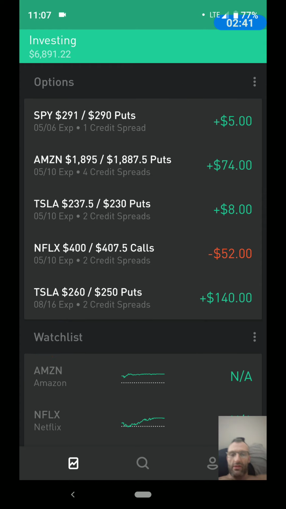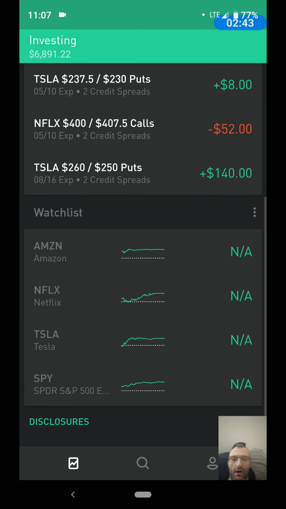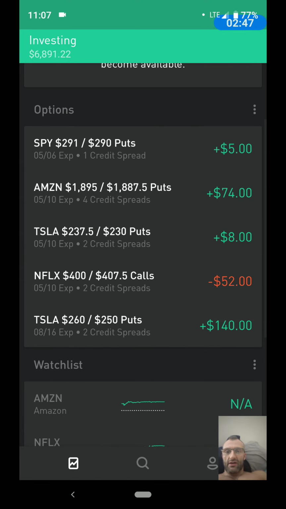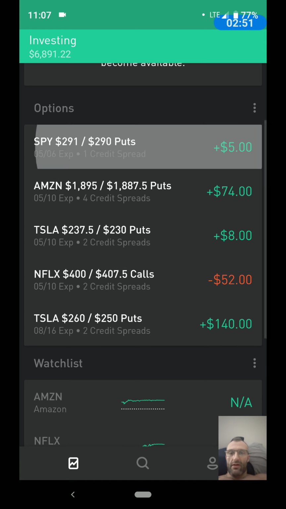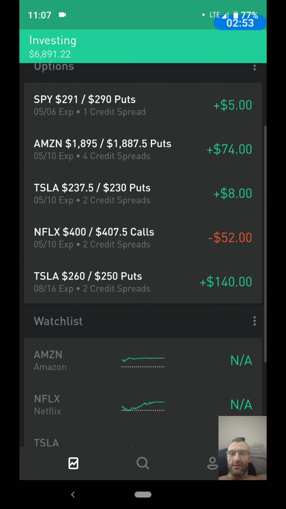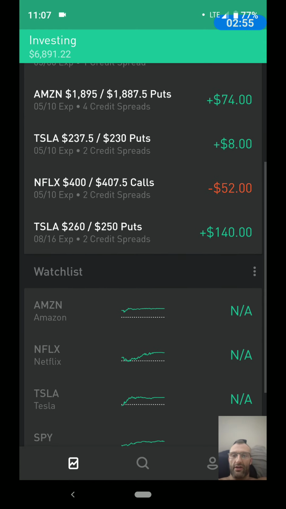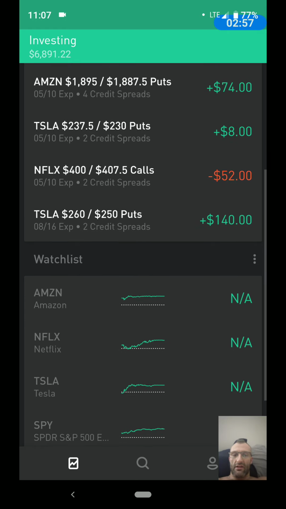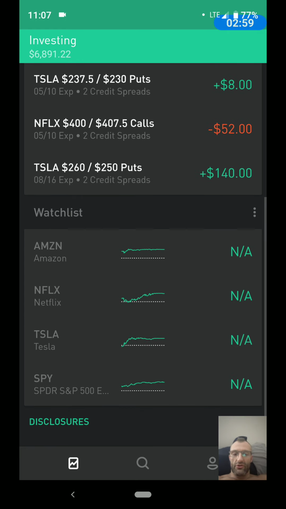With the watch list, I like to keep what positions I have open. So I've got, as you can see, SPY, which expires Monday, right there, and then I have Amazon, Tesla, and Netflix, and then this is in the fall. This is the one I rolled from last week or 2 weeks ago when I was losing a lot of money.